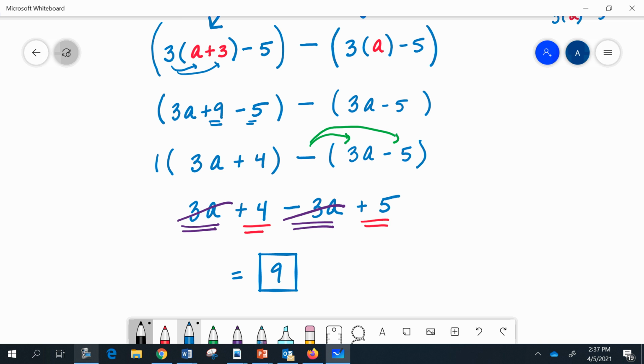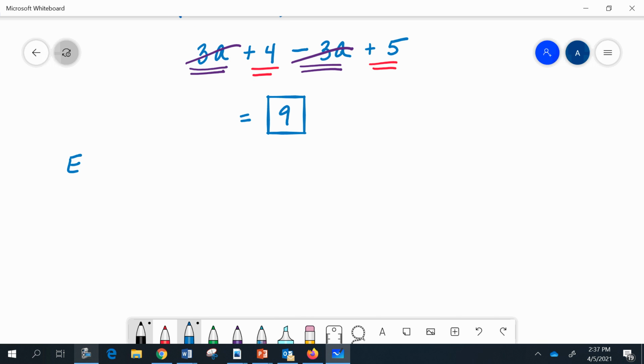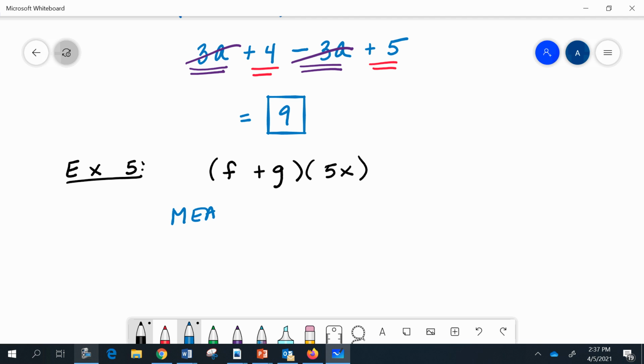All right. Well, there's one more type of problem that I want to help with, just in case you see something similar to this in the homework. Last one. What if we were asked to do something like this? What if the problem was to take f plus g of maybe something like 5x? We have to go back to what this means. What this means is we're going to take f of the input 5x, and we're going to add that to g of the input 5x.